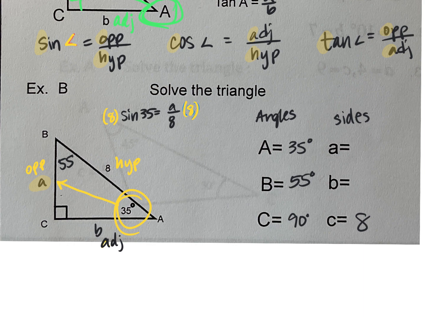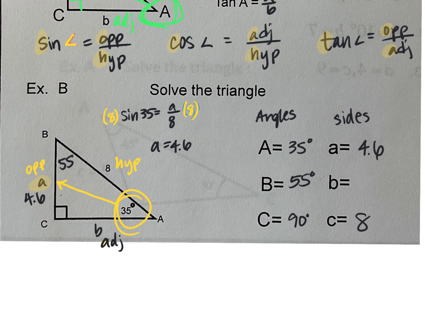What are we going to type into our calculators? 8 sine 35. Please, everybody type it. That's important. Let's go just to a tenth. 4.6. I'm great with that. So side A is 4.6. I like to put them on my picture. You can do whatever works for you.